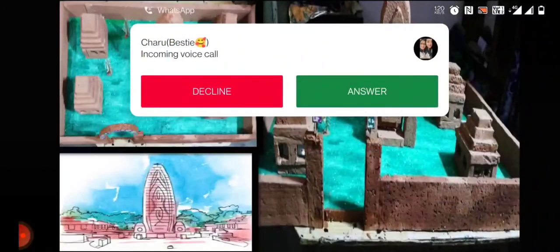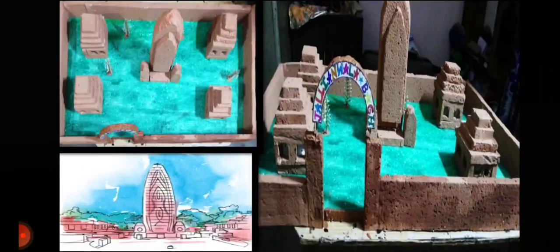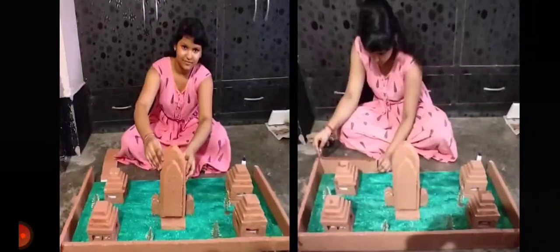She has also made it with the help of thermocol and used paper for decorating it, and colors also. So, here are some pics of Jallianwala Bagh. Then this is Nandini who is making that.